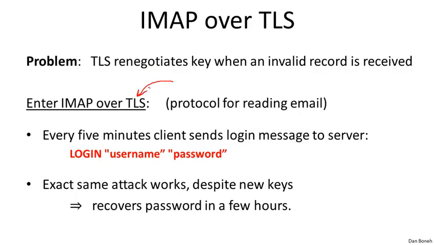Now, it turns out in IMAP, every 5 minutes, the IMAP client will connect to the IMAP server and check whether there's new email. And the way it does it is by first logging in to the IMAP server by sending this login username password message, and then it goes ahead and checks if there's new email available. Well, what this means is that every 5 minutes, the attacker gets an encryption of exactly the same message. In particular, it gets an encryption of the password.